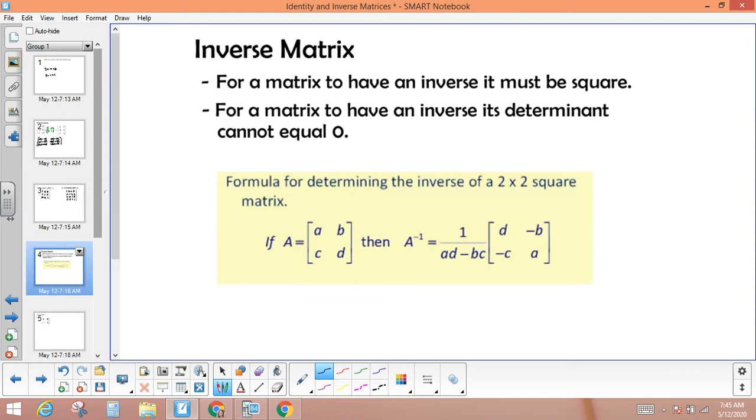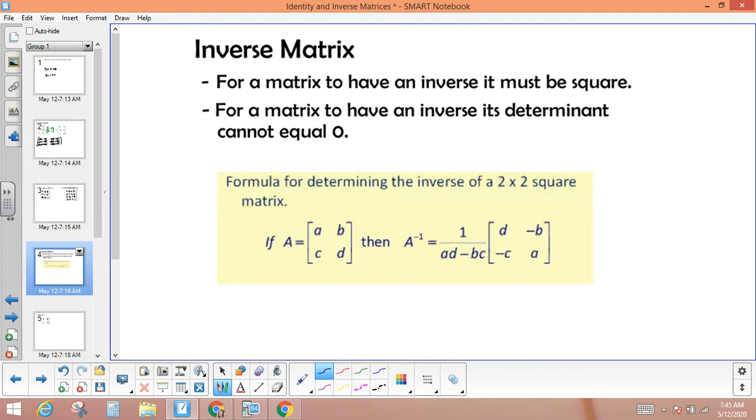So to find an inverse matrix, there's a couple of things that have to be there before we can even start. First of all, in order for a matrix to have an inverse, it has to be square. So I can only find the inverse of a 2 by 2 or a 3 by 3 or a 4 by 4 or a 20 by 20. I cannot find the inverse of a 3 by 2. For a matrix to have an inverse, its determinant cannot equal 0.